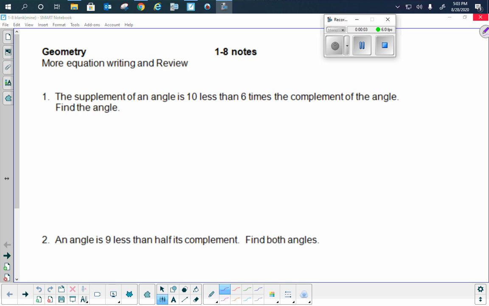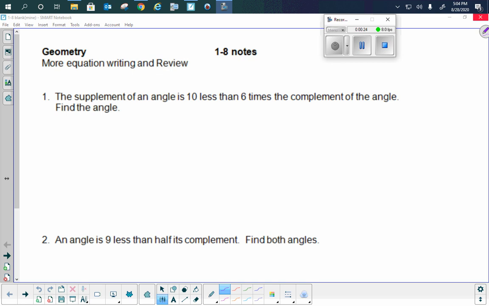Alrighty, let's do a few more word problems and some review of stuff. Okay, so here we go. Number one, remember we should be looking through the problem and seeing what words we see between angle, complement, and supplement. If I read through this, I see the word supplement and angle and complement. Like I told you, they may all show up.